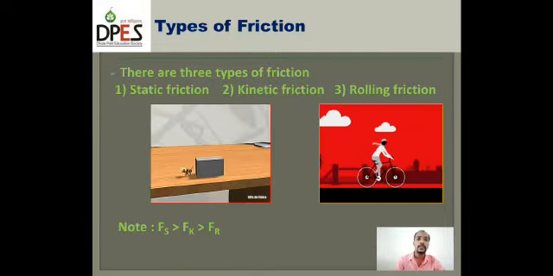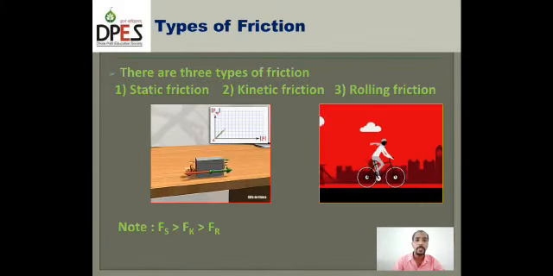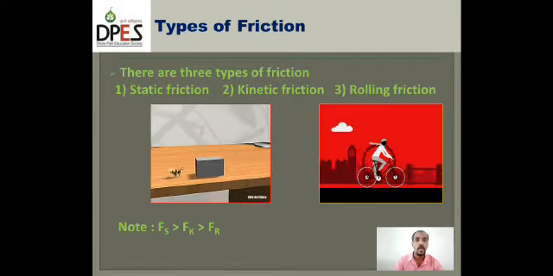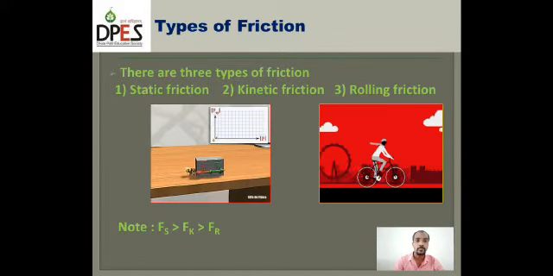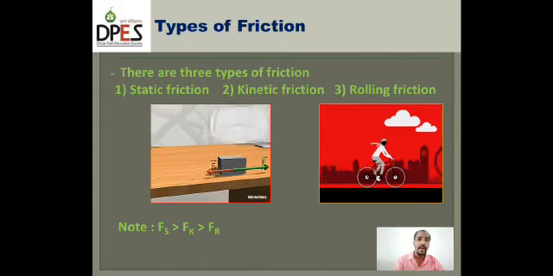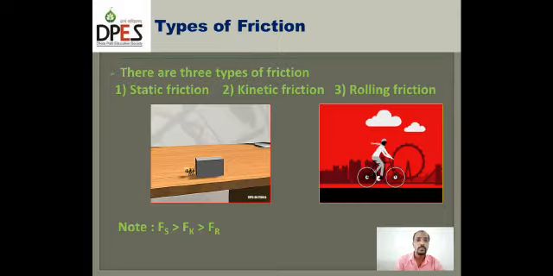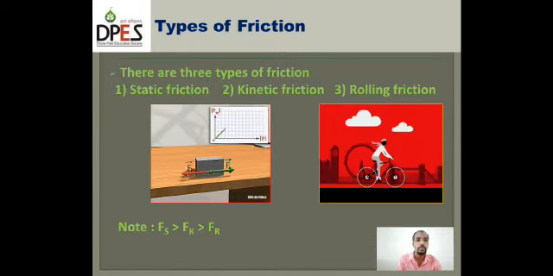Now let's talk about the types of friction. There are three types of friction: static friction, kinetic friction, and rolling friction. Now let's talk about static friction. The frictional force which balances the applied force when the body is at rest is called static friction.